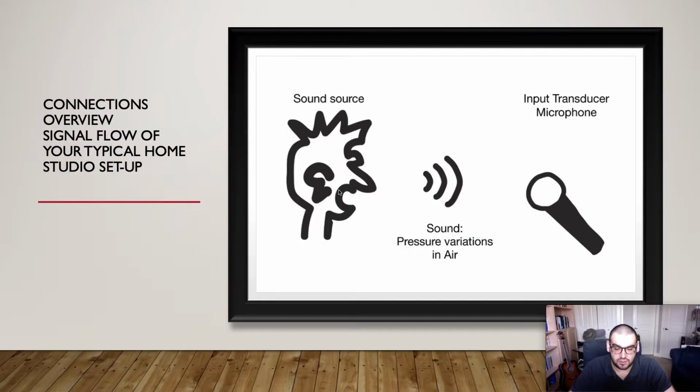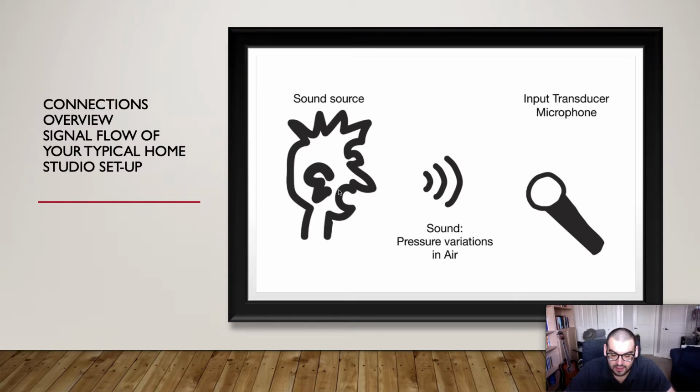So in this section, we're going to take a look at the signal flow of a typical home studio setup. And particularly, we're looking at connecting a microphone and recording it in your computer. And the signal flow works like this. We're going to have a sound, which we've already talked about in our last lesson.